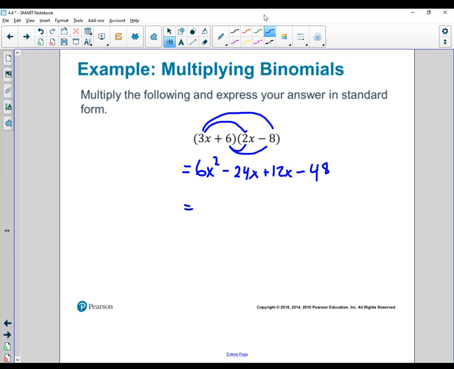And then in the middle here, we have negative 24x plus 12x. We can combine those since they both have an x, right? We can't combine this x squared term because it's the only thing that has an x squared, no other x squareds but these two. Negative 24 plus 12 is minus 12x, and then minus 48.